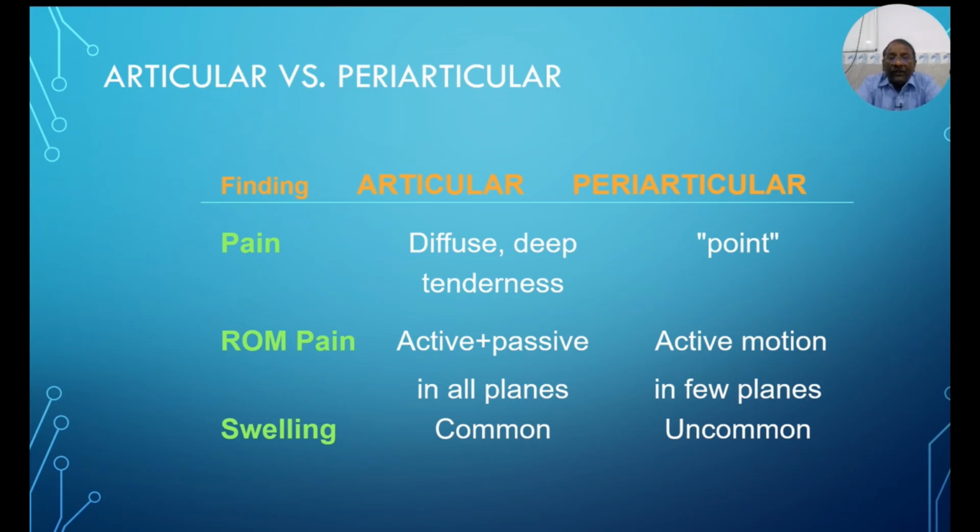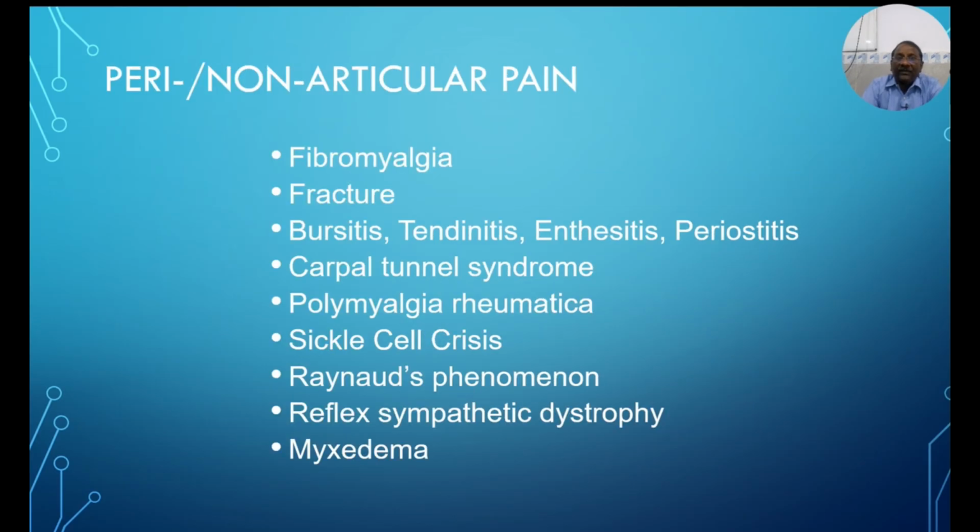Regarding movement pain, there is pain on active and passive movements in all the planes in the articular joints, whereas in the periarticular, there is pain on active motion in a few planes. Swelling is very common in the articular, whereas it is uncommon in the periarticular, because only the tendons or the bursa are involved here. So there is not much swelling, but the swelling is very obvious in articular arthritis.